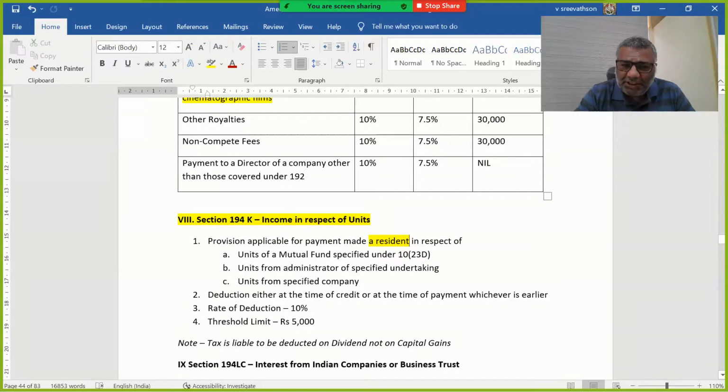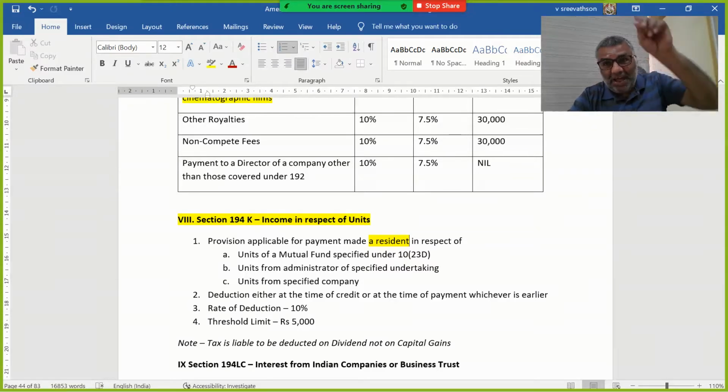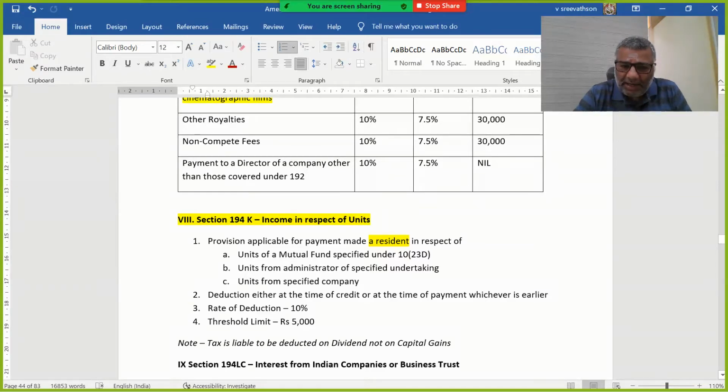Deduction is at the time of credit or at the time of payment. We all know that they credit the dividend, as in a growth scheme they keep crediting the dividend and don't distribute it. That is why here it is credit, whereas under 194 it is only at the time of payment. Rate of deduction 10%, threshold limit 5,000. Tax is liable to be deducted only on dividend and not on capital gains.